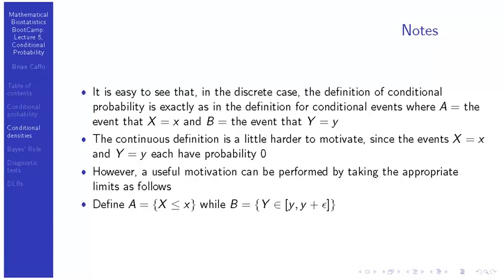Well, here's the motivation that I like. Imagine you define the event A that the random variable X is less than or equal to a specific value, little x, and the event B is that the random variable Y lies in the interval from y to y plus some small amount, say epsilon. Then A and B are events that have positive probability, and we can apply our standard definition of conditional probability to talk about the probability of the event A given that the event B has occurred. That would just follow from our standard definition.